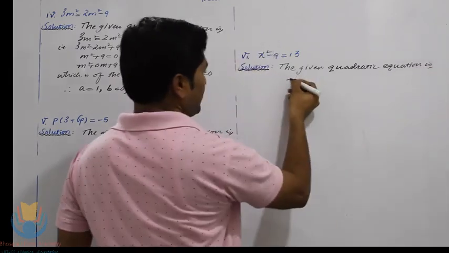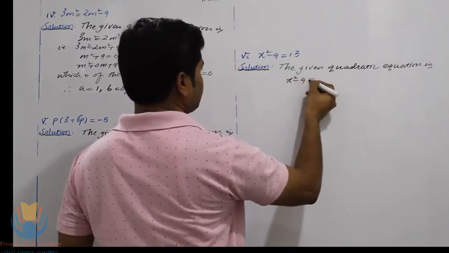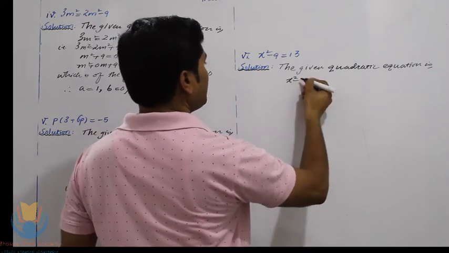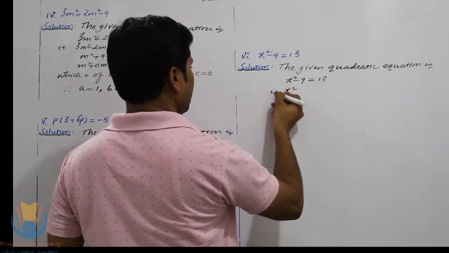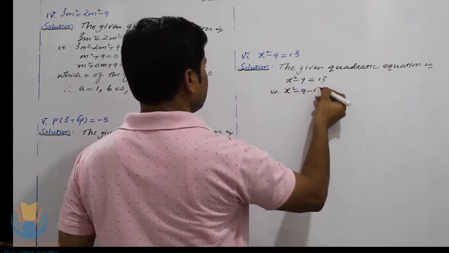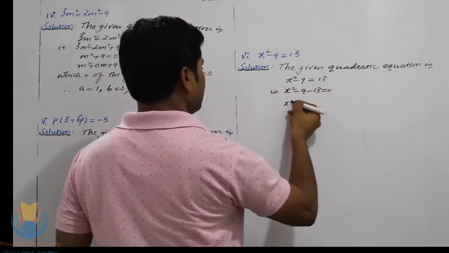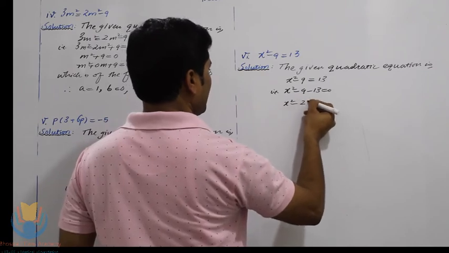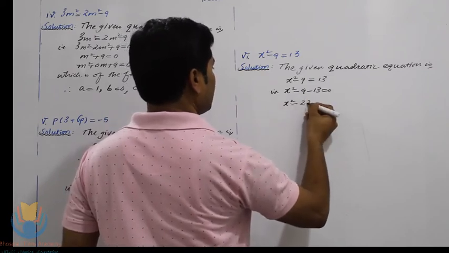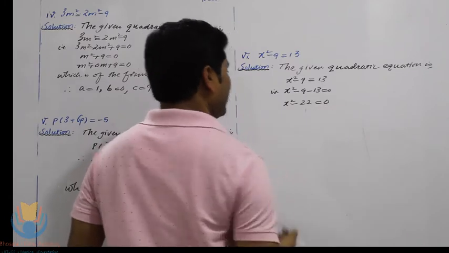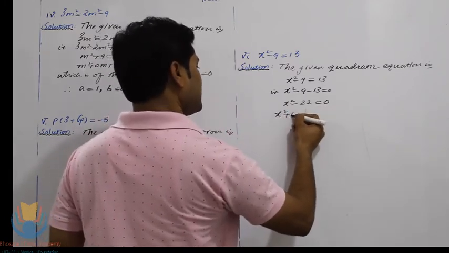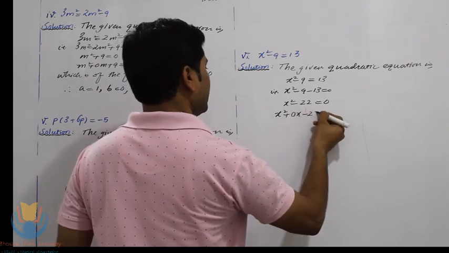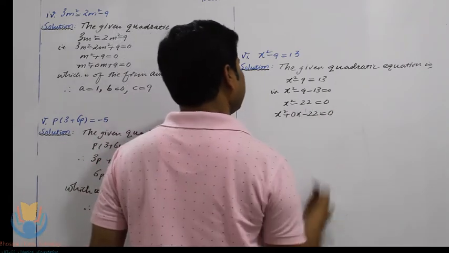And this quadratic equation is x square minus 9 is equal to 13. Again, x square minus 9 minus 13 is equal to 0. So this is x square minus 21, sorry, it is 22. Again the middle term is absent, so we can adjust that as x square plus 0x minus 22 is equal to 0.